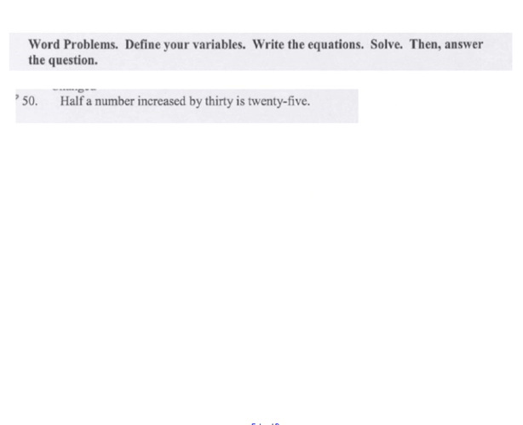Okay, the other type of word problem you might have is what we call a number problem. That's just where you're going to say the variable x represents a number, and you just translate this equation and solve. Half a number means 1/2 times x. Increased by means plus. 30 means equals 25. There's your equation to solve.